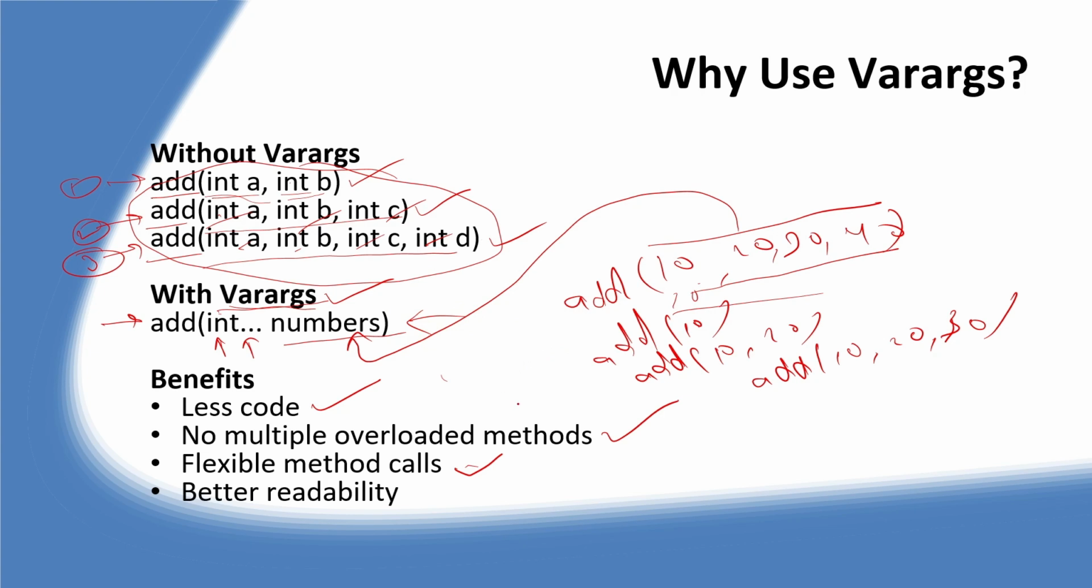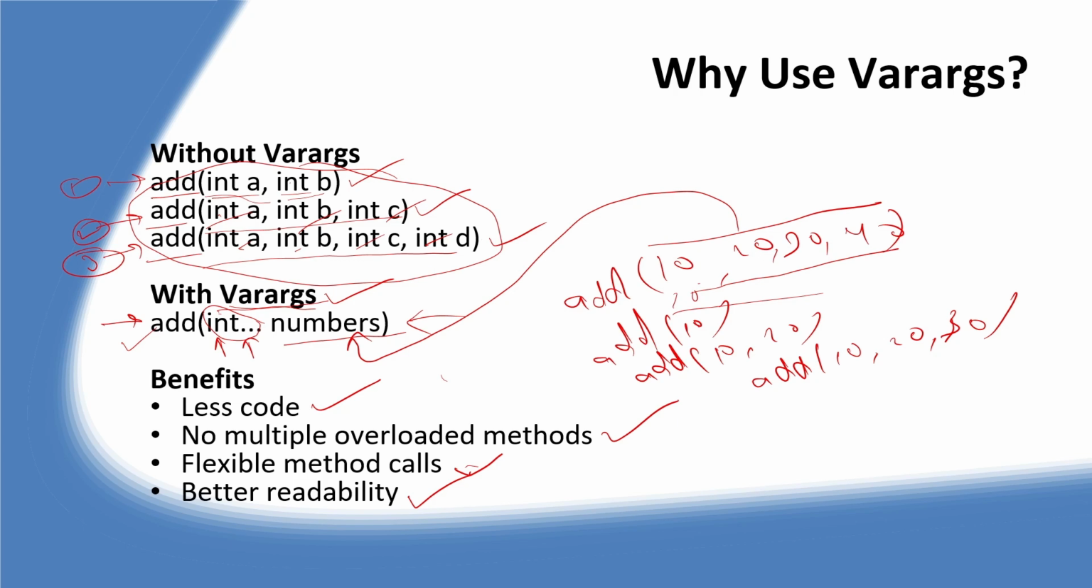Okay. Flexibility increased. Better readability. See, with only one method, we can see it is a variable argument. If we pass variable arguments, this method will handle them. So readability is also increased. Without Varargs, we need multiple overloaded methods to handle different numbers of parameters. But with Varargs, or variable arguments, a single method can accept any number of values, making the code cleaner and easier to maintain.